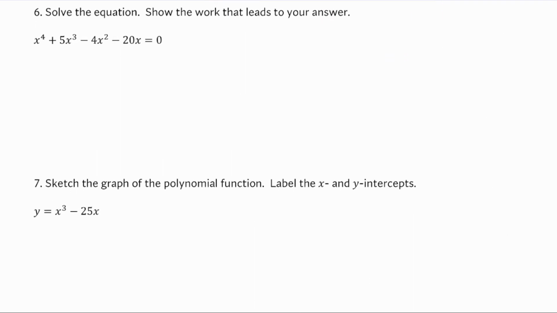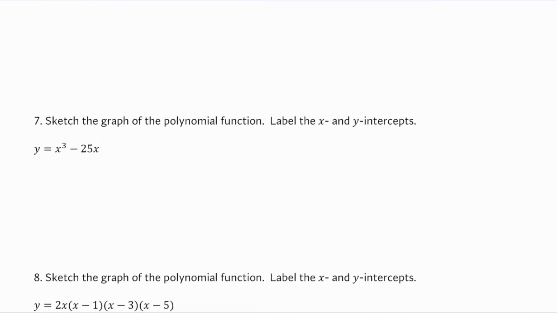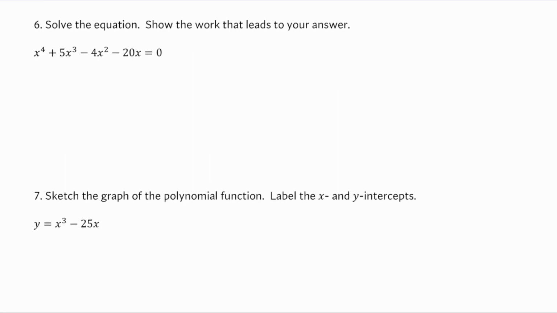Okay, now we're back to solving. We'll do a little bit of solving and then a little more sketching. Okay, so solve the equation, show the work that leads to your answer. All right, well, this thing is already set to 0, so my job now is to just factor. So I can do that. I think if I've got 4 terms, I'm hoping I'm going to be able to group and factor. I see a greatest common factor, so I think I'll do that first.